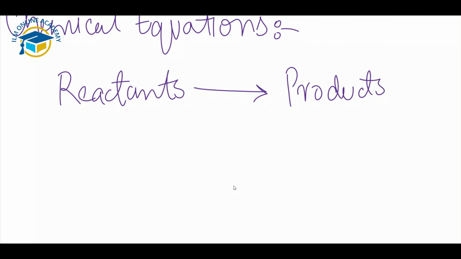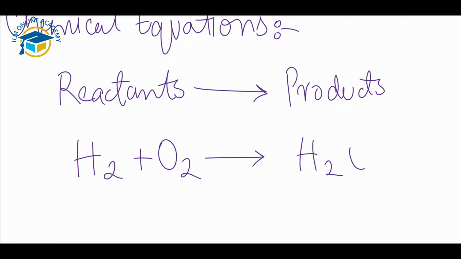For example, hydrogen and oxygen gases react together to form a product known as water. In this, hydrogen and oxygen are the reactants, and H2O is the product formed after the reaction between hydrogen and oxygen. This equation is not balanced. On the left side we have 2 hydrogen atoms, and on the right side also 2 hydrogen atoms. But in the case of oxygen, there are 2 oxygen atoms on the left side and just 1 oxygen atom on the right side.